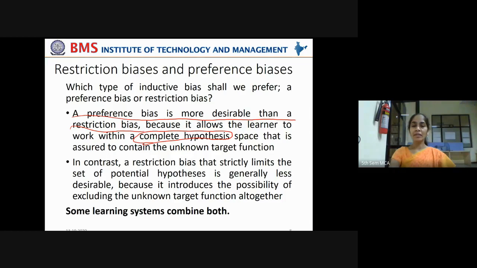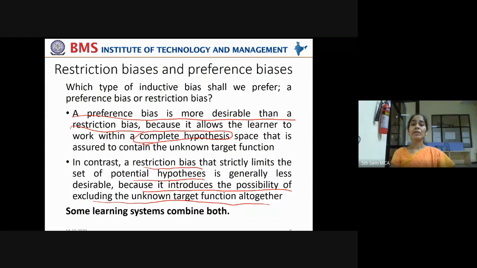Now, in contrast, what does a restriction bias do? A restriction bias that strictly limits the set of potential hypotheses is generally less desirable. We don't want that. We try to overcome that kind of bias, restriction biases. Why? Because it introduces the possibility of excluding the unknown target function altogether. Sometimes there is a risk of eliminating the unknown target function without knowing.